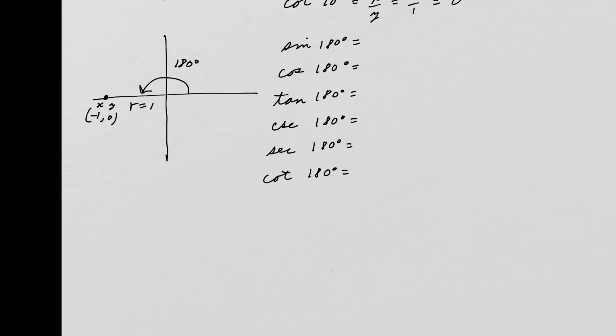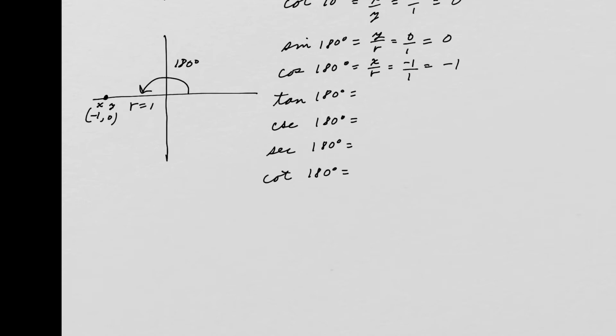Okay, so again, let's use our definition, right? Sine is y over r. So the y in this case is 0. The r is 1. This is going to be 0. So sine of 180 is 0. Cosine is x over r. Well, the x is negative 1, right? But the r is 1. The r, remember, is always positive. That's going to be negative 1 divided by 1, which is negative 1.